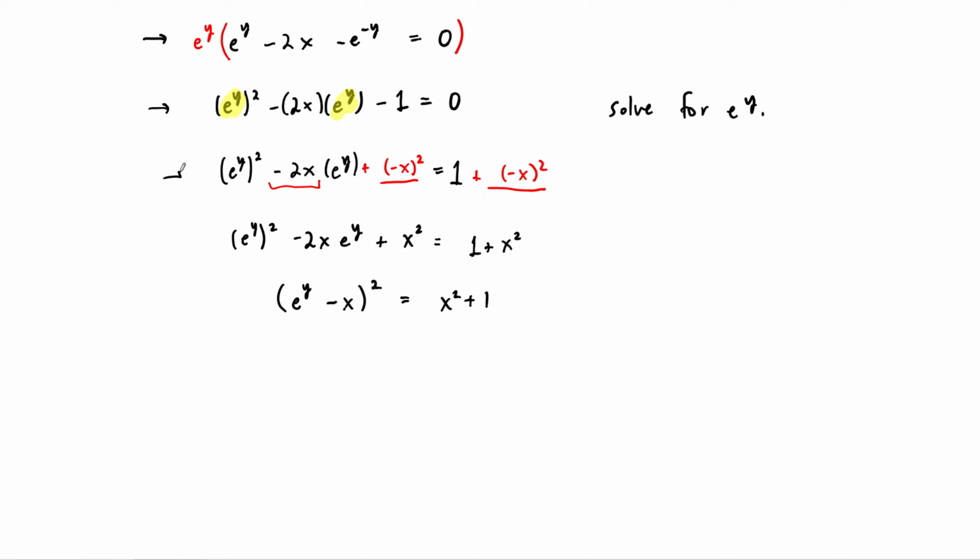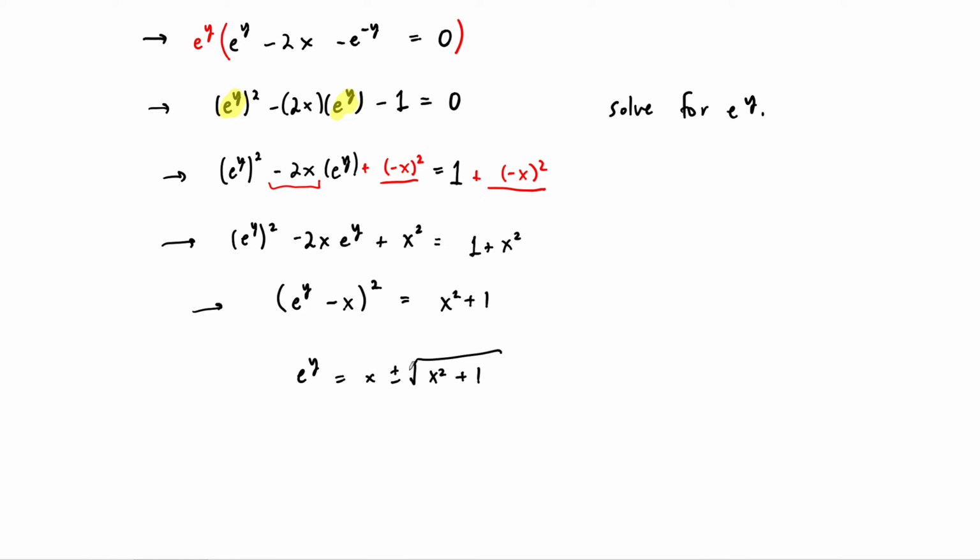And at this point, we want to solve for e to the y, right? So we have to take a square root. So when we do that, we end up with a plus or minus on this side, right? Because you get an absolute value on the left-hand side. So this leaves us then with e to the y is equal to x plus or minus, so I did two steps here, but plus or minus the square root of x squared plus 1.